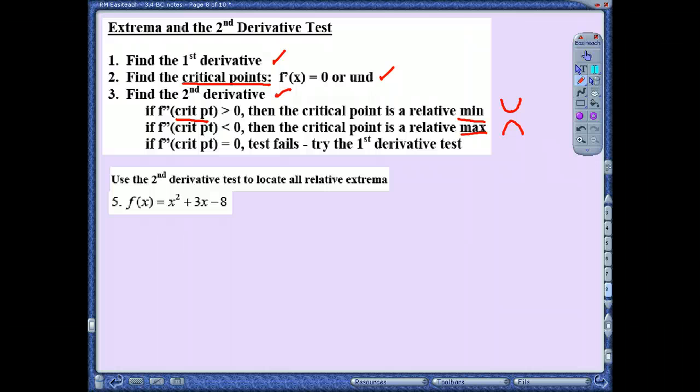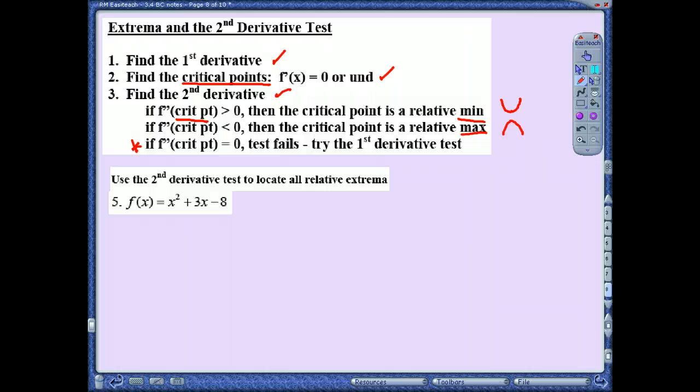Now, just because of this down here, you're probably wondering, well, why would I ever want to use this test if it could fail and I have to go back to the other one anyway? There are going to be times where maybe all they give you is the critical point and the second derivative. If that's the case, you're going to have to know your second derivative test to get through it. Also, if your second derivative is not difficult to find, it might be easier to do it this way than to use your first derivative test.